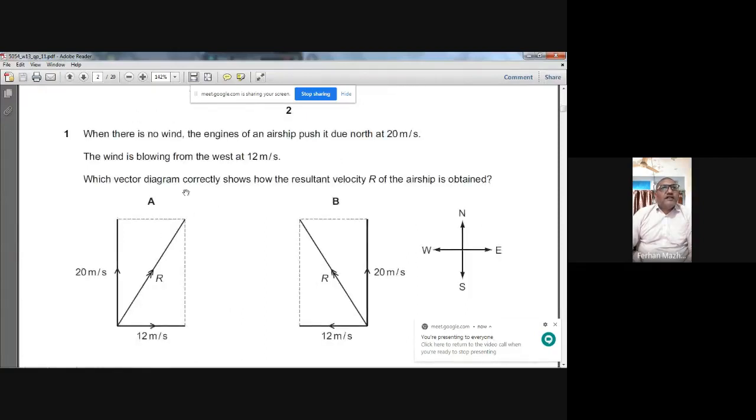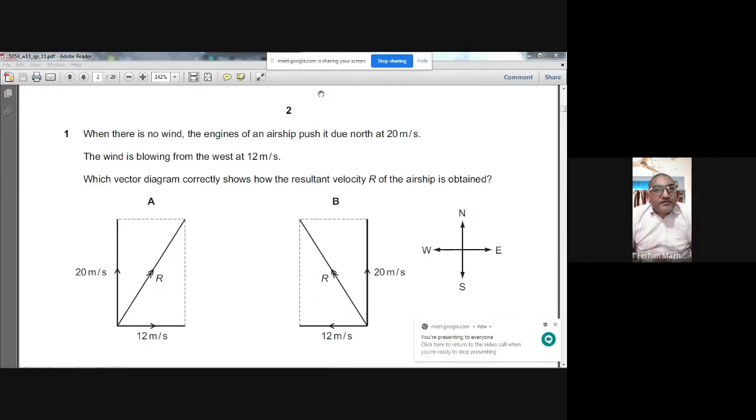So here you can see on your screen we are showing the first question. It says when there is no wind, the engines of an airship push it due north at 20 meters per second. The wind is blowing from the west at 12 meters per second. Which vector diagram correctly shows how the resultant velocity R of the airship is obtained?